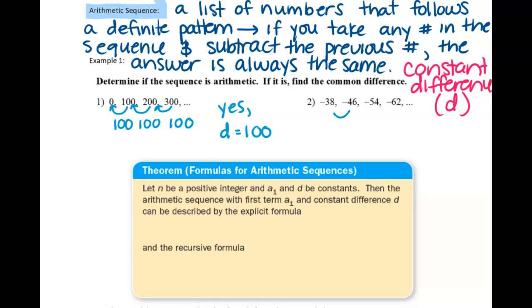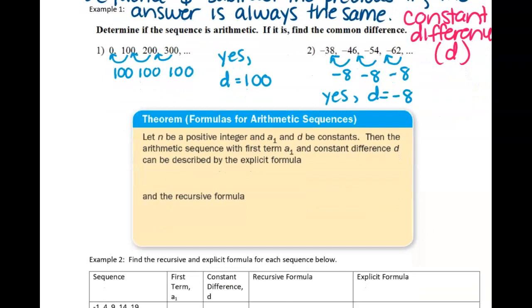Negative 46 minus negative 38 is negative 8. Negative 54 minus negative 46 is negative 8. Negative 62 minus negative 54 is negative 8. Those are all the same. So yes, it's arithmetic. D equals negative 8.